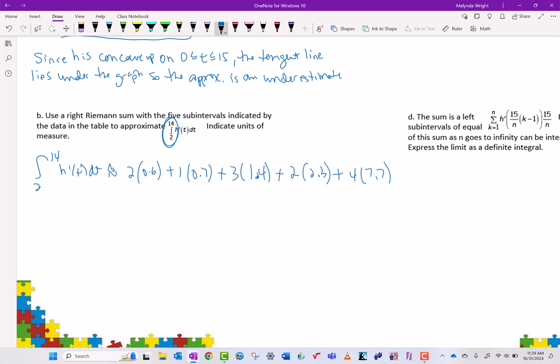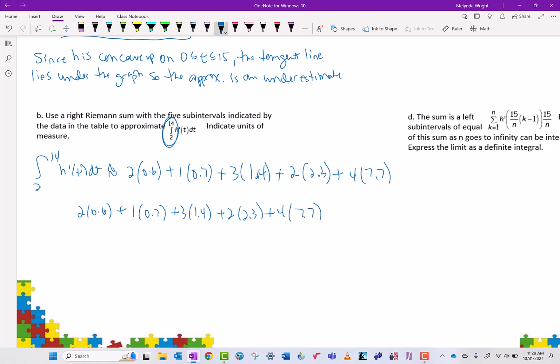You don't actually have to do all of these calculations. In fact, it would probably be better if you didn't by hand. Now, if you have a calculator, that's a different matter. I mean, you still could leave it like this.